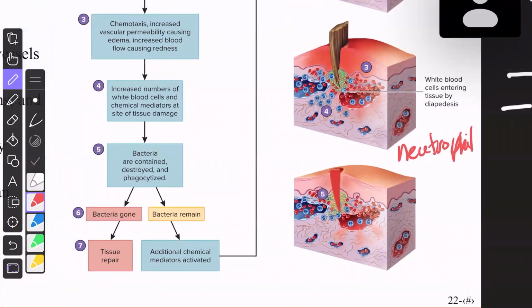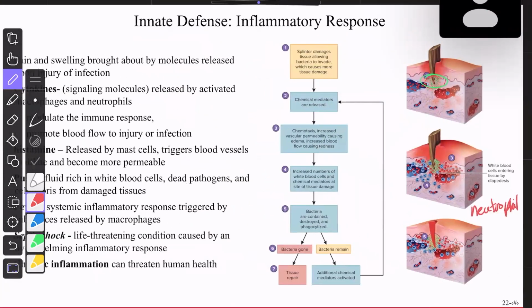Now, once the bacteria get destroyed and broken down, and they're gone, the tissue will start to repair itself. If there are any bacteria left, then more chemical mediators will be sent out, increasing the chemotaxis, calling in more cells to actually try to finish the job. Make sense? Kind of a cool process, huh? I always think it's interesting. Okay, anybody have any questions about that?